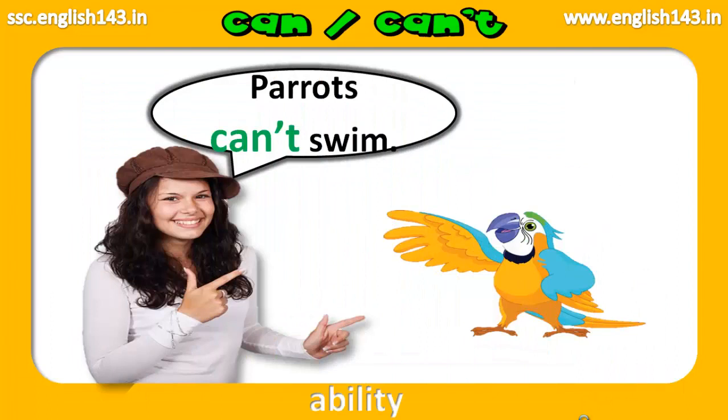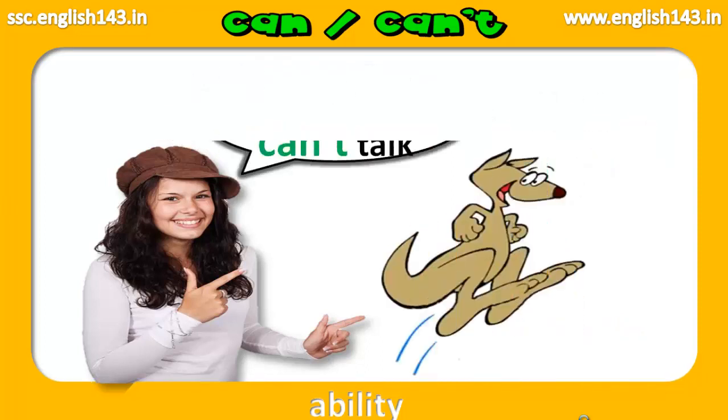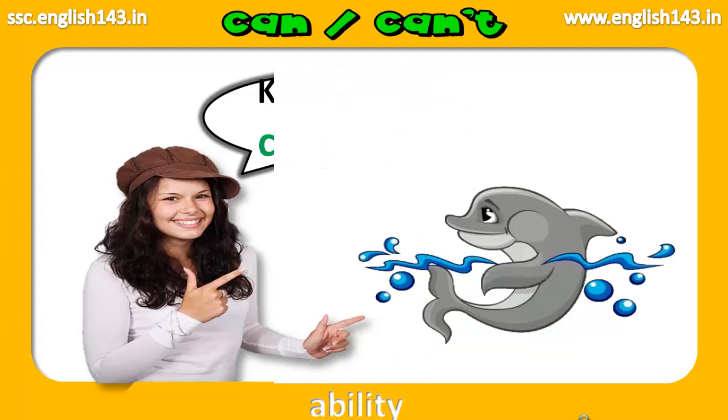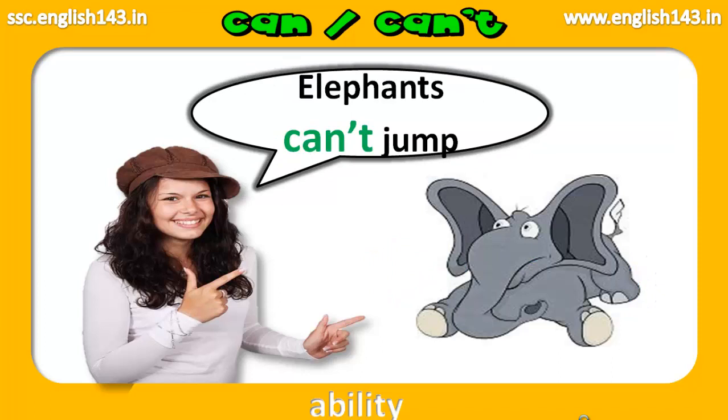Now let us find out using simple examples. Parrots can't swim. That means parrots are not able to swim. Parrots do not have the ability to swim. No, we can't. Kangaroos can't talk. No, they can't talk. That means kangaroos have not got the ability to talk. Dolphins can't run. That means dolphins have not got the ability to run. Elephants can't jump. That means elephants have not got the ability to jump. Thus, till now we have learnt how to use can and can't to express ability or inability.